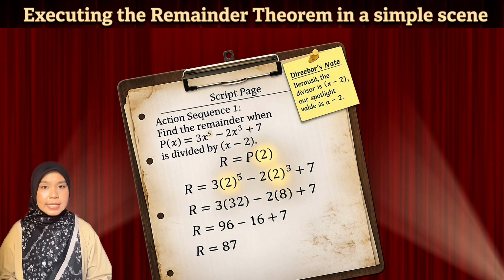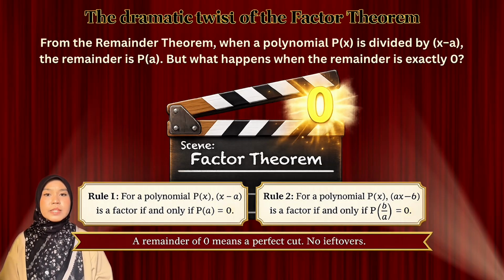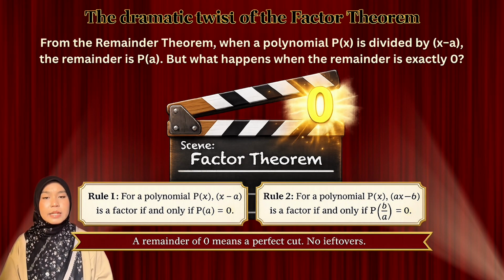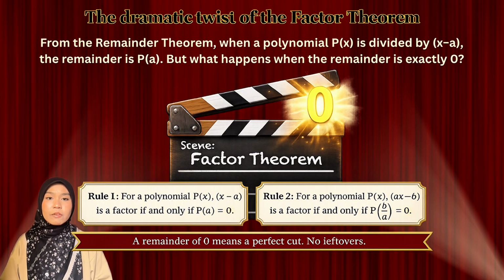So we can get the answer, but we never needed to perform long division. Next, the factor theorem. The factor theorem is actually an extension of the remainder theorem. It states that if P(a) equals 0, then x minus a is a factor of the polynomial. In other words, remainder equals 0 means the divisor is a factor.